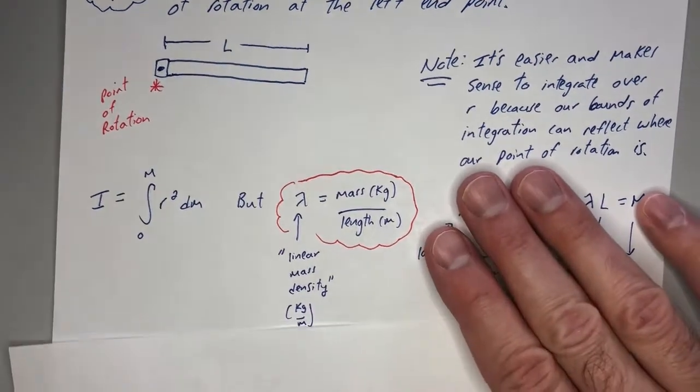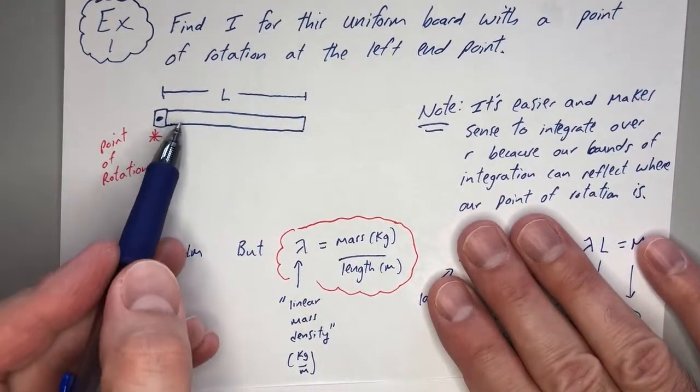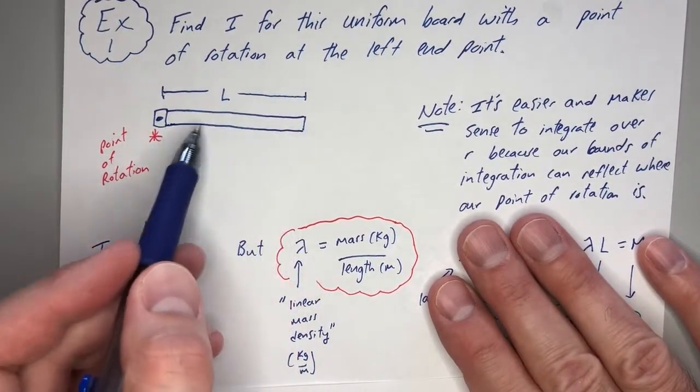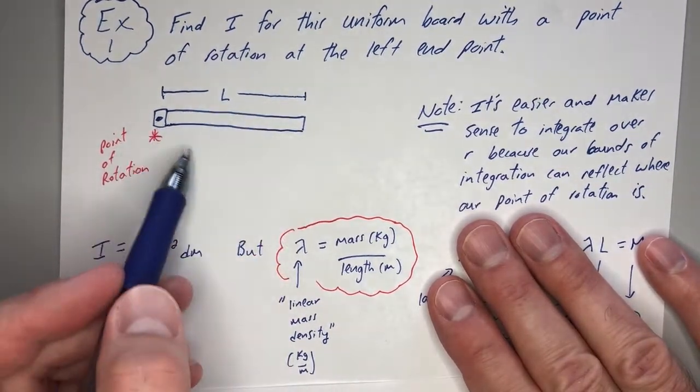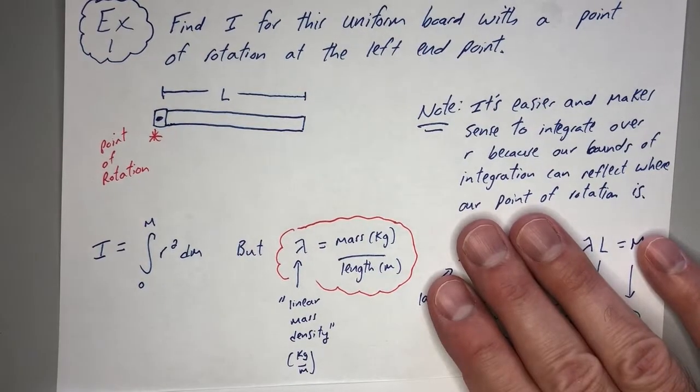But one little thing, we're going to say it's a uniform rod, which means the mass per unit length is constant throughout the board. If you took this mass divided by this length, it'd be the same as if you took the whole mass divided by the whole length. So it's not thicker in some parts or more dense in some parts. It's got a linear mass density that is uniform. And we'll do an example.